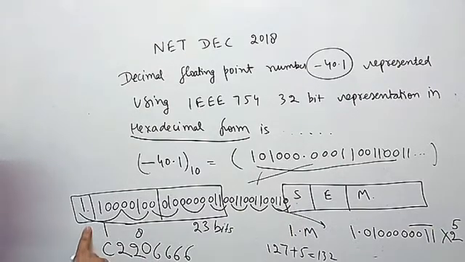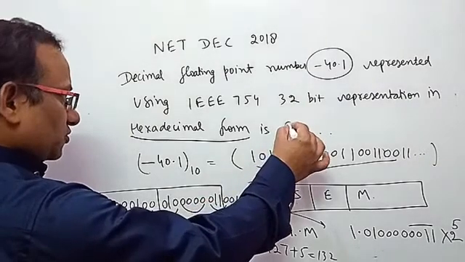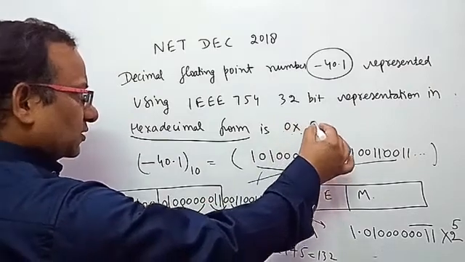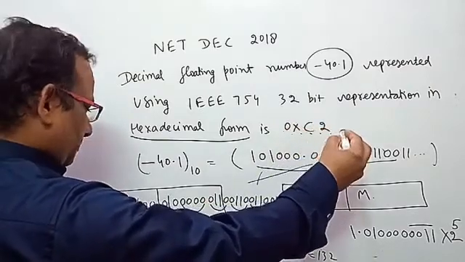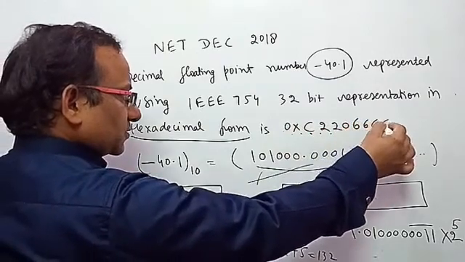Now in the options they have used 0x. 0x means the number is in hexadecimal. If it starts with 0, the number is in octal, and if it starts with 0x, the number is in hexadecimal. So this option is the right answer. In hexadecimal, the number will be 0x, the way of representing hexadecimal, C2206666.